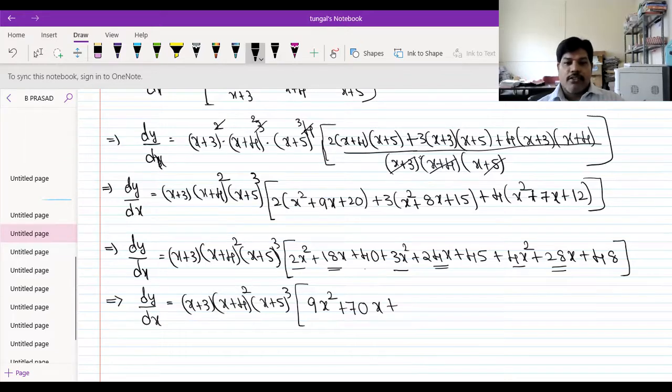What are the constant values? Constant values, you can see that one. 40, 45, 85 plus 48. So that is nothing but 133. So this is the final answer, students.